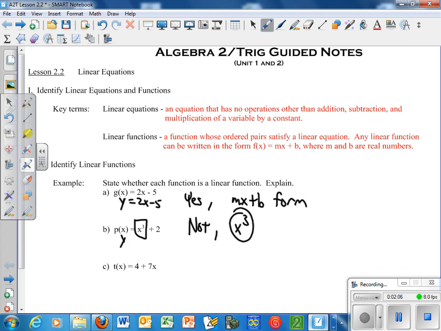If you look at the last one, t of x equals 4 plus 7x, that is a linear function. We could write it with our x term first, so 7x plus 4, so that's very similar. That's mx plus b form. Okay, so it's in f of x equals mx plus b form. So that is a linear function. You don't have a power other than 1 on them.